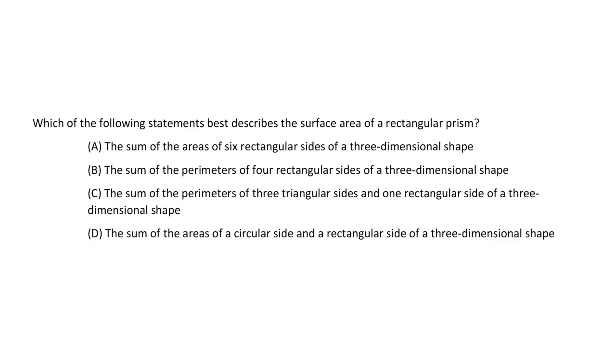The first thing that we will want to do here is look for the key words within the question. We want to pay close attention to the fact that we're looking for the surface area of a rectangular prism, because that will lead us to get rid of some of the answer choices that don't quite match. A rectangular prism has 6 sides, so 4 rectangular sides would not work. And when we think about 3 triangular sides, we know that 3 would not work. D, the sum of areas of a circular side and a rectangular side, we know that there are no circular sides on a rectangular prism. So that makes our answer pretty easy to find, which is A.